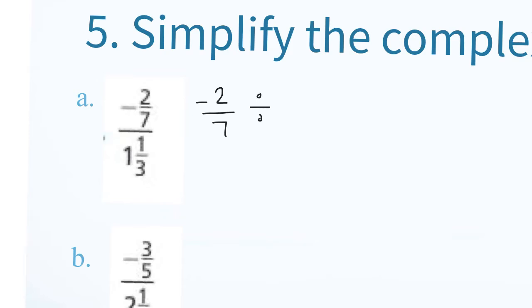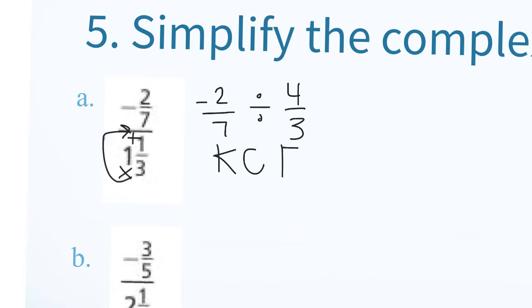Now, look, you have a fraction and you have a mixed number. We need these numbers to be in the same form. So why don't we go ahead and use our backwards C method and convert this 1 1/3 to an improper fraction. So 1 times 3 is 3. Plus 1, I get 4/3.